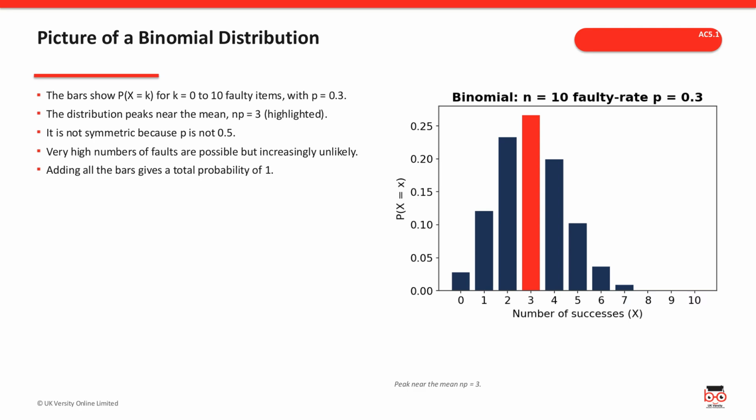Picturing this binomial, we draw a bar for the probability of each number of faulty items from 0 up to 10, with p at 0.3. The distribution peaks near its mean, n times p, which is 3. It isn't symmetric because p isn't a half, so it leans to one side. Very high fault counts are still possible, but grow increasingly unlikely as you move right. And, as always, adding up all the bars gives a total probability of 1.